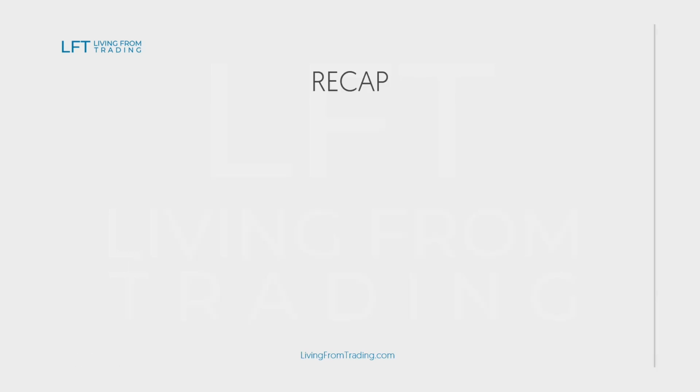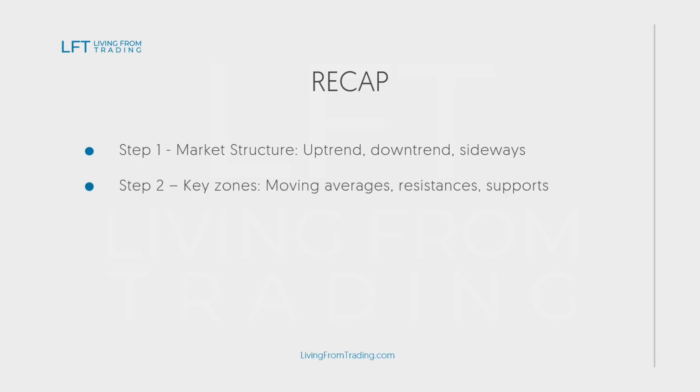Now, just to quickly recap, we have step number 1, which is the market structure. We need to identify if the market is in an uptrend, if it's in a downtrend, or if it's moving sideways, ranging. And you know that I use the 20 period moving average to identify this. Then we have step number 2, the key zones, the moving averages. That's the one that I use. You can have different ones depending on the strategy that you use. I like to use the 8 and the 20 period moving averages. And the other key zones that are also important are resistances or supports.